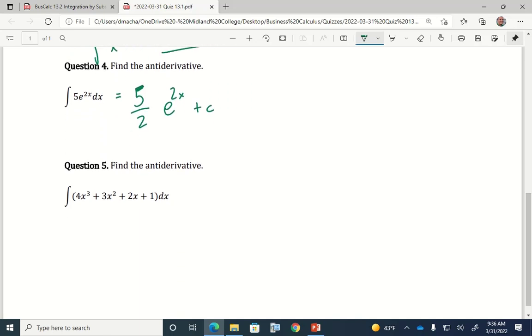And then the last thing, I can just treat each of these terms individually because antiderivatives have that additivity property. So the antiderivative of 4x cubed is going to be just x to the fourth. The antiderivative of 3x squared is just x cubed. The antiderivative of 2x is just going to be x squared. And the antiderivative of 1 is just x.